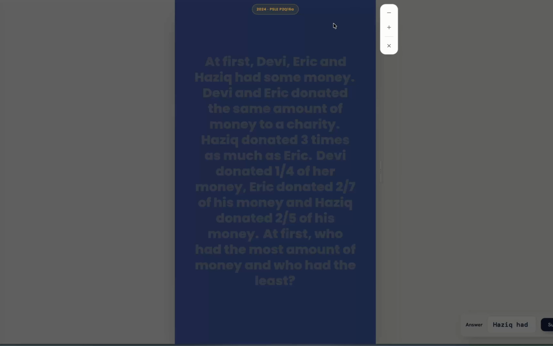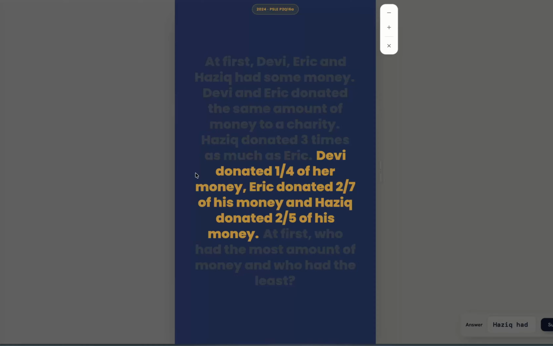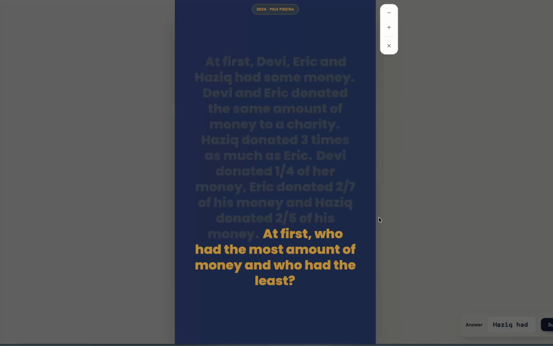Question 16, part A. At first, Devi, Eric, and Haziq had some money. Devi and Eric donated the same amount of money to a charity. Haziq donated 3 times as much as Eric. Devi donated 1/4 of her money. Eric donated 2/7 of his money. And Haziq donated 2/5 of his money. At first, who had the most amount of money and who had the least?